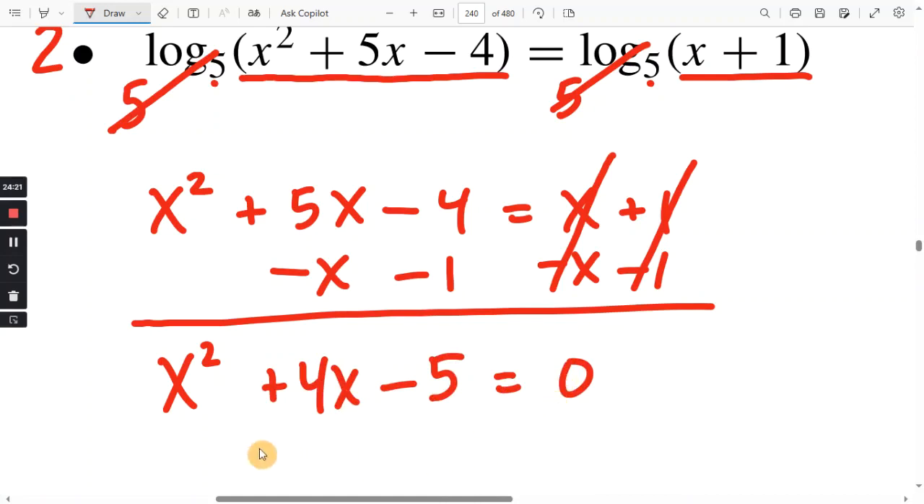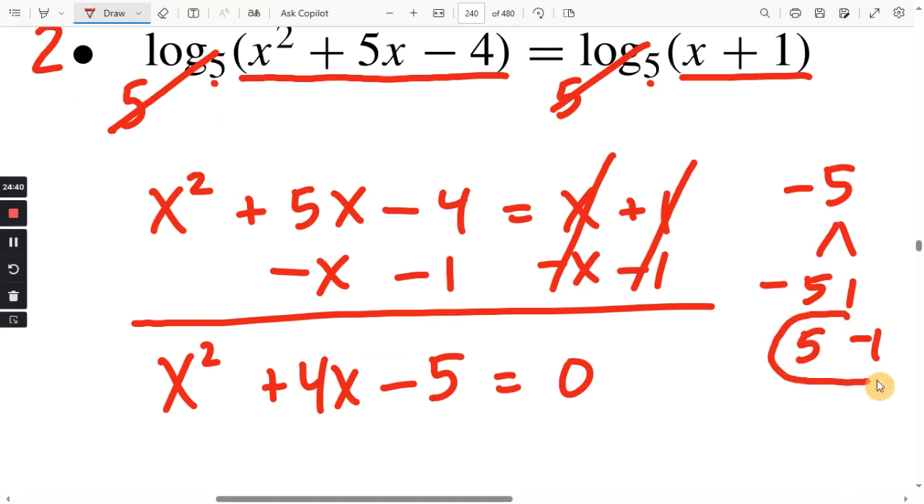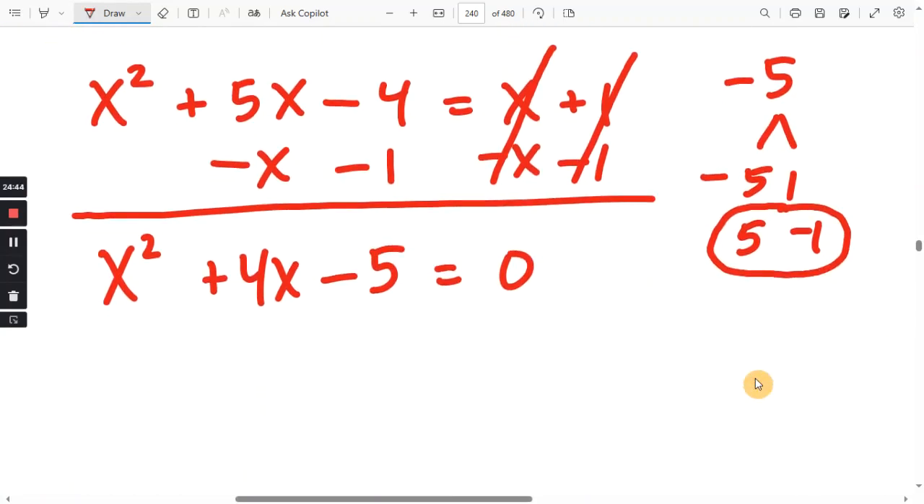All right, the coefficient here is a 1. We just need two numbers that multiply to negative 5 and add to positive 4. If you did negative 5 times 1, they add to negative 4. If you did 5 times negative 1, that adds to positive 4, so that one works. We're just factoring here. So we're going to use 5 and negative 1.